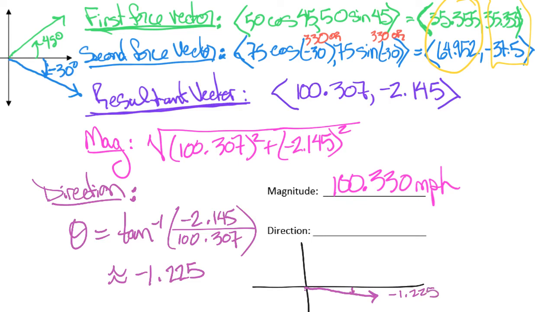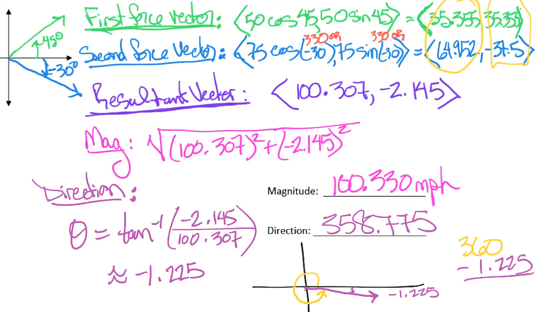1.225. How do I find the positive angle rotation? Well, guys, we're 1.225 away from being 360. So you're going to do 360 minus 1.225 to get 358.775 degrees.